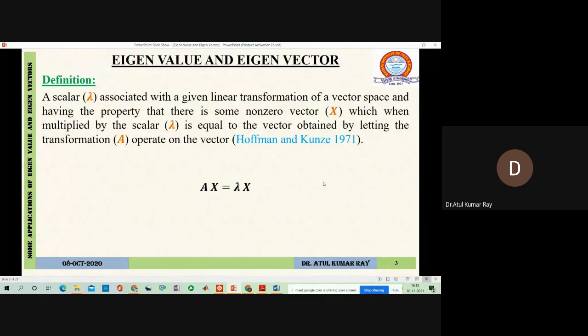This whole statement says, in one single mathematical expression, that A is a linear transformation applied over a vector x, and it gives a scalar lambda multiplied by the vector x. Sorry, this should be vector, not eigenvalue. So x is the eigenvector and lambda is the eigenvalue here.